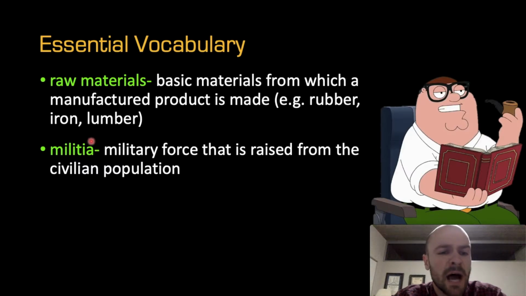And then lastly, I want to define militia. A militia is a military force, kind of a paramilitary force that is raised from the civilian population. So it's not the official military. Rather, militias are civilians that take up arms, usually to either supplement a military, but more often to prepare to fight in case the military turns on them or something. So militias were organized in the colonial era in order to fight against the British Army.